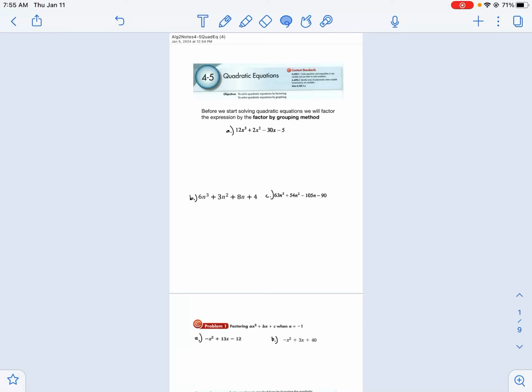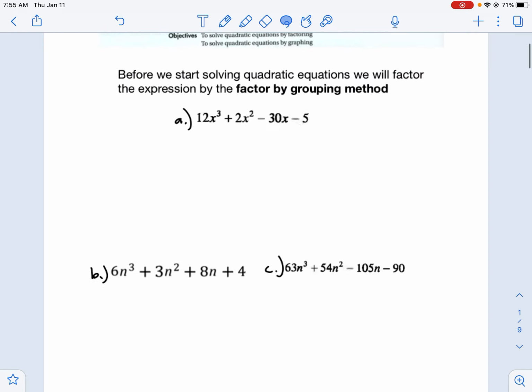Here we go. So we're going to get to quadratic equations and solving quadratic equations by factoring. But before we do that, let's just do some more factoring, these special cases of factoring. So we've got the factor by grouping method.